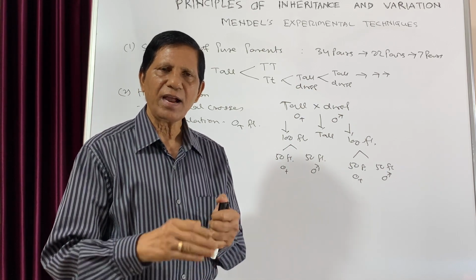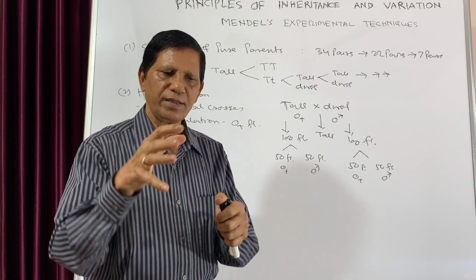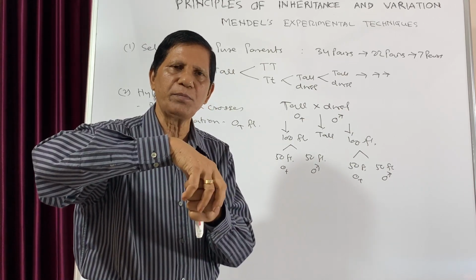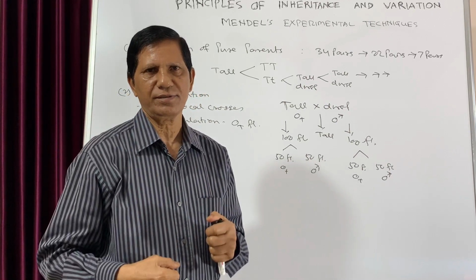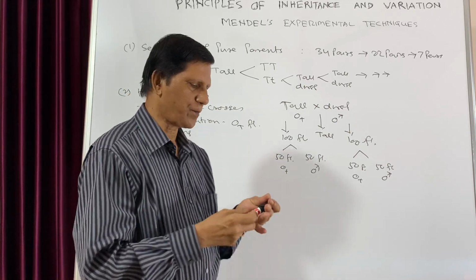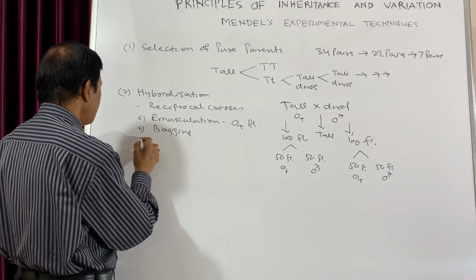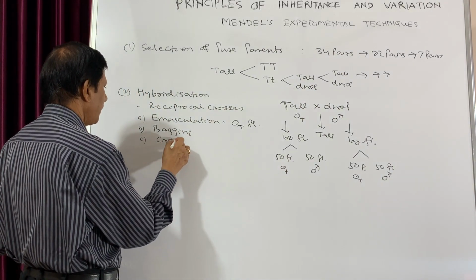That is why immediately after emasculation, a bag is to be put over the flower so that it is not contaminated by any foreign pollen. That is known as bagging. Then the next point is crossing.